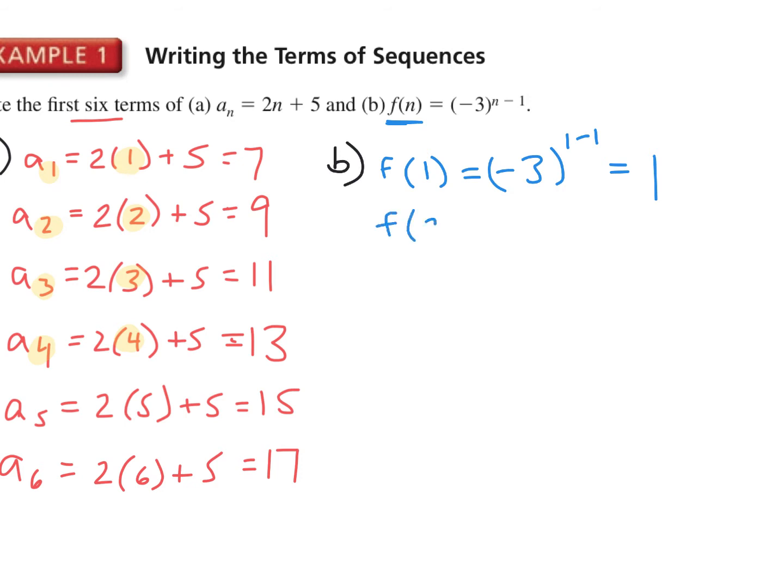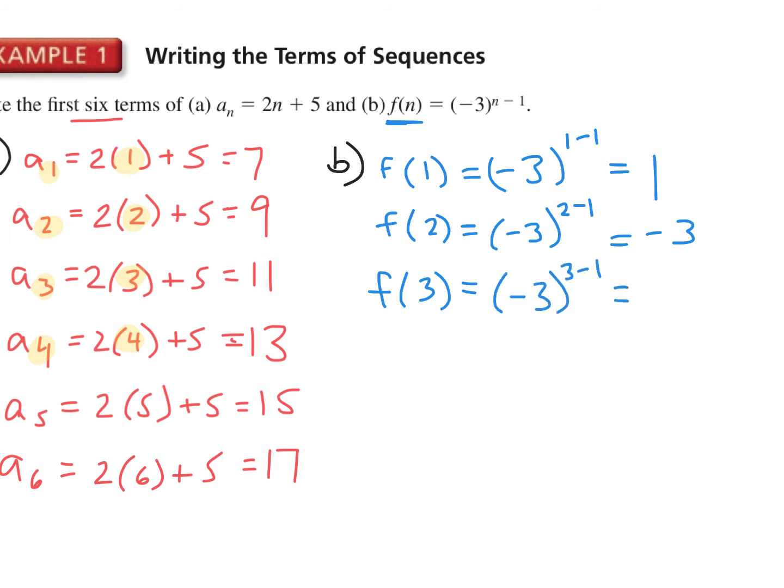Now we need our second term, f sub 2. F of 2 is equal to negative 3 to the power of 2 minus 1. So 2 minus 1 would be 1. What's negative 3 to the first power? Negative 3. Next we're going to plug in 3. So negative 3 to the power of 3 minus 1. 3 minus 1 is 2. What's negative 3 to the second power? 9.